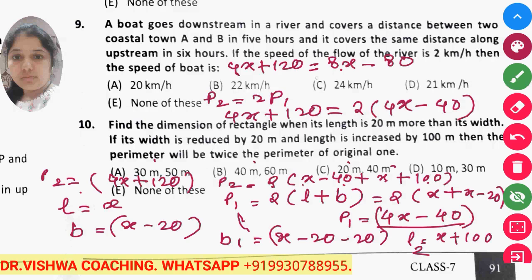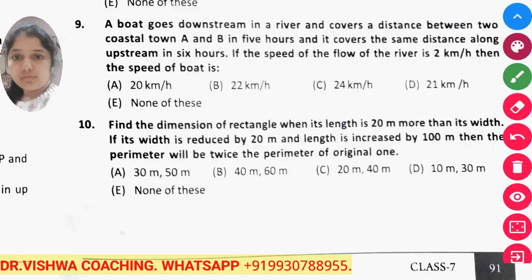Now 8x and 4x gives us 4x, because 8x minus 4x becomes 4x, and this 80 will come to 120, so it becomes 200. So x is equal to 50. Okay, now what is 50? 50 is the length of the rectangle. Now breadth is 20 less than the length, so 50 is the length and 30 is the breadth. So option A is the correct answer.